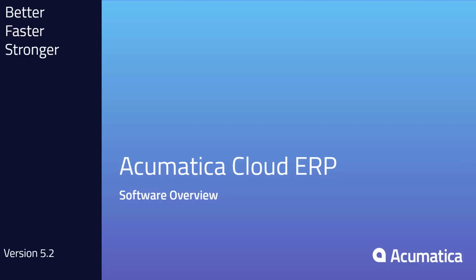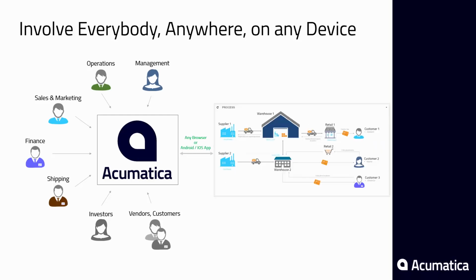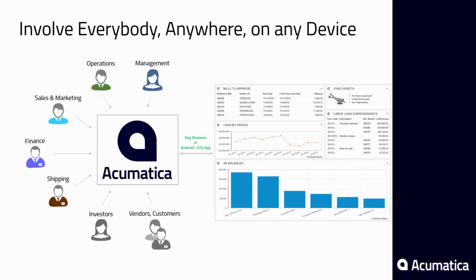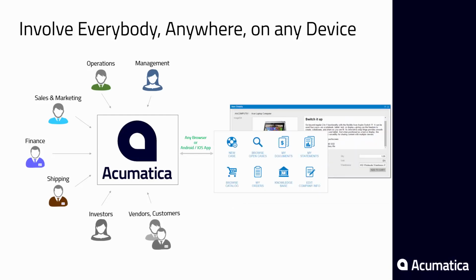Acumatica Cloud ERP software. Acumatica uses the power of the web to involve everybody in business process automation. Using Acumatica, employees, contractors, customers, and external partners can collaborate using any device with a web browser. Users can create personalized dashboards that pull real-time information from sales, shipping, accounting, payroll, and other business processes.